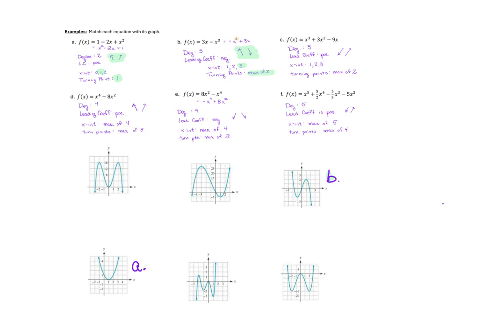That means that the top middle graph is going to be C. We have a leading coefficient that is positive. We have an end behavior of down on the left and up on the right. We have 3 x-intercepts, and we have 2 turning points.